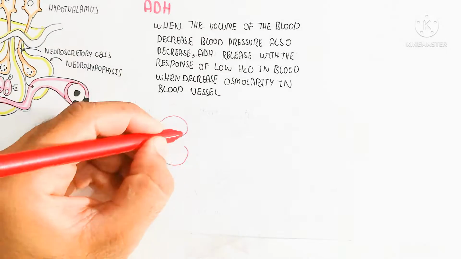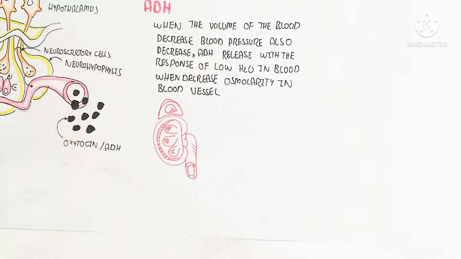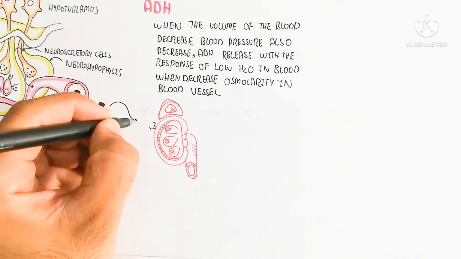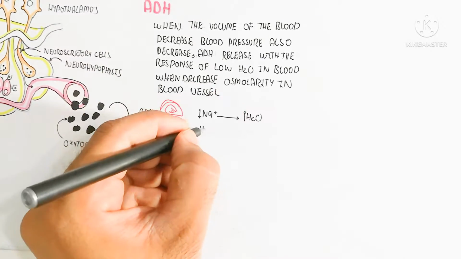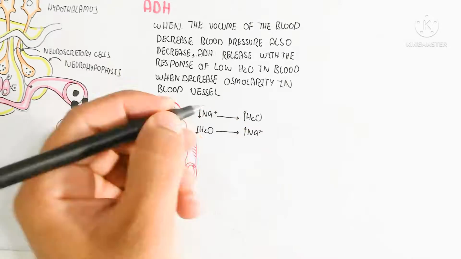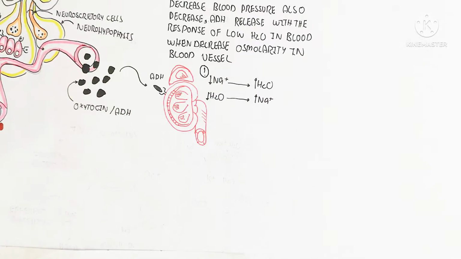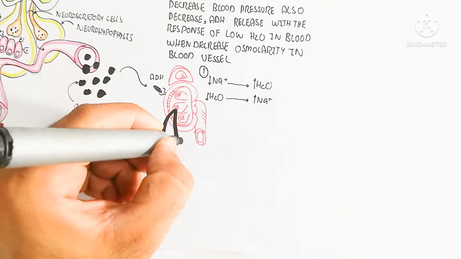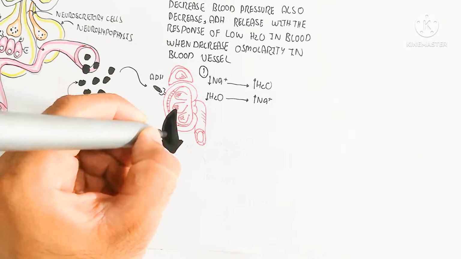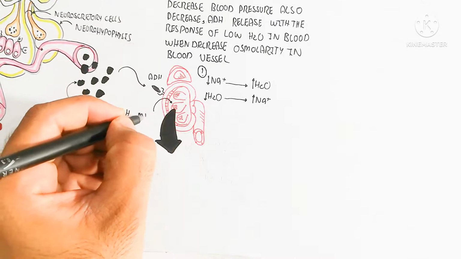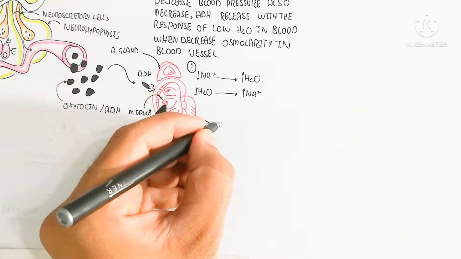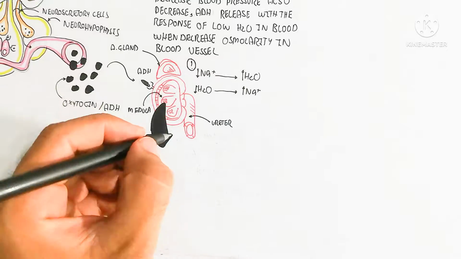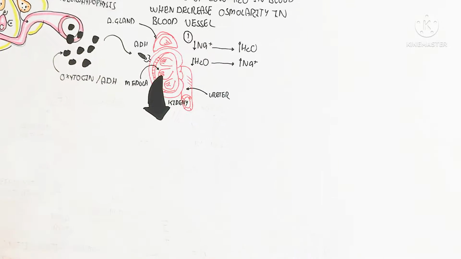Osmolarity means the concentration of sodium increases while the concentration of water decreases, for example. When the water decreases, the sodium concentration increases, which triggers the antidiuretic hormone through the hypothalamus to the pituitary gland.